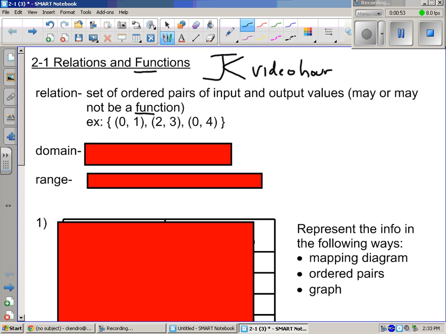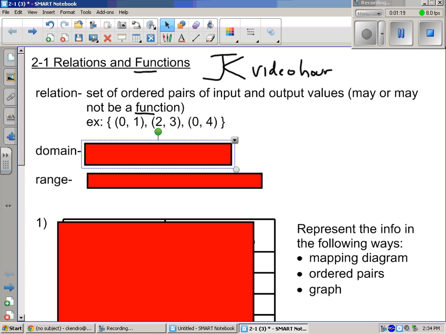I'm going to start off with some definitions. And the first one we have is a relation. A relation is a set of ordered pairs. So those are x and y values, or input and output values. And we'll find out later some of these relations are functions, and sometimes they're not. But for now, we're just listing those ordered pairs within those pretty curly brackets. And they are very pretty, by the way. Thank you. Okay, we've been practicing our curly brackets.